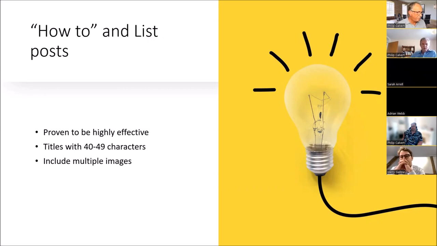Keep them simple. So think about your ideal target market and come up with some how-to posts or even lists. These are really, really effective on LinkedIn. There's evidence to show if you limit the number of characters in the title to 49, that seems to get people's attention. And if you include multiple images in these list posts or how-to posts as well, that dramatically increases the amount of engagement that you get as well. So think about lists, think about how-to posts. You could do this in a variety of different ways. You could just literally type them out, or you could do a video version as well, if you so felt.